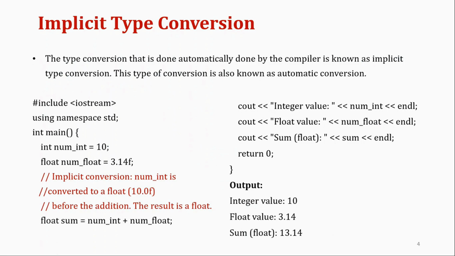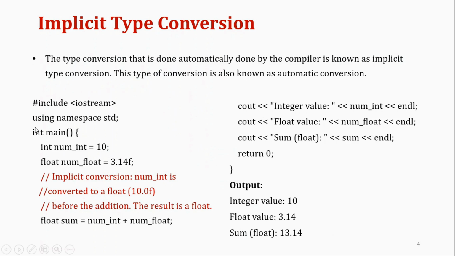And let us see what implicit type conversion is. If the type conversion is done automatically, it is called implicit type conversion. Generally this will be done by the compiler. So this is also known as automatic type conversion. Let us see by an example how it is working.